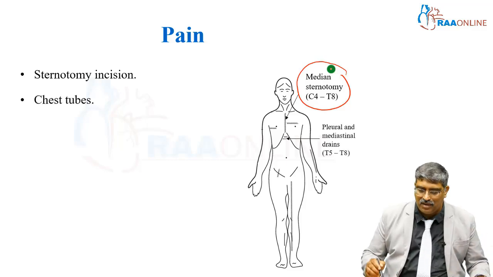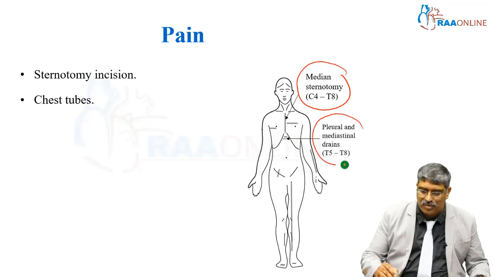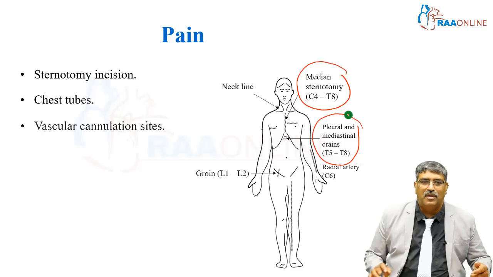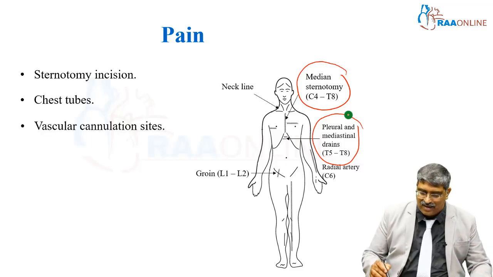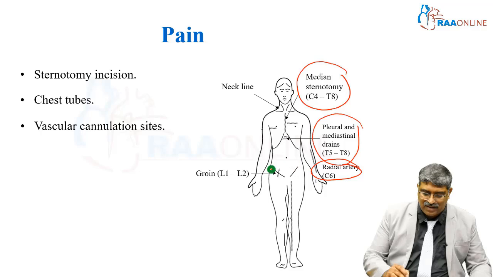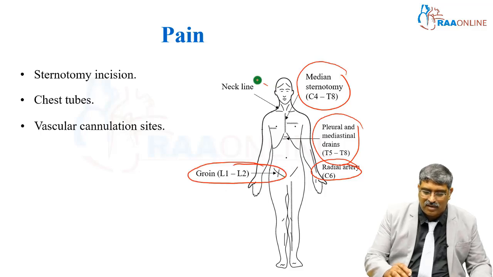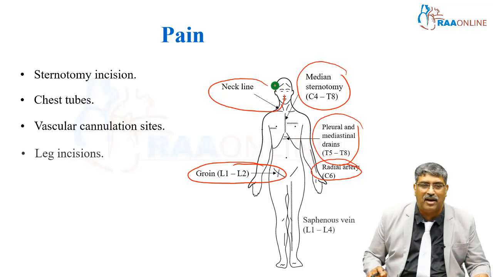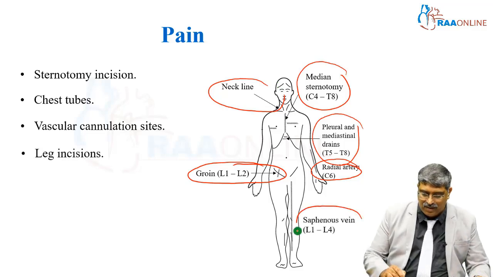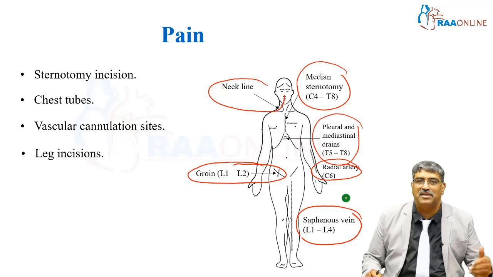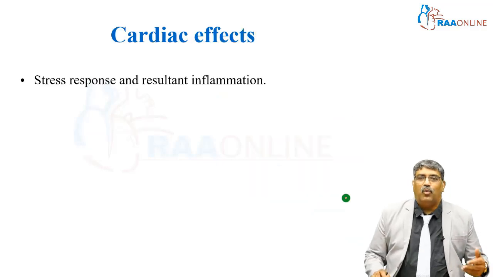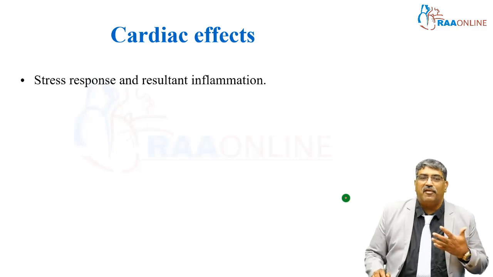Or the pain can be from insertion of chest tubes, pleural tube and mediastinal tube or the intercostal tube. It can be at vascular cannulation sites, your radial artery site, femoral artery groin site or the neck where the internal jugular vein is cannulated. Not to forget the leg incision site where the saphenous vein is harvested, pain can come from there. And what are the various effects of pain?